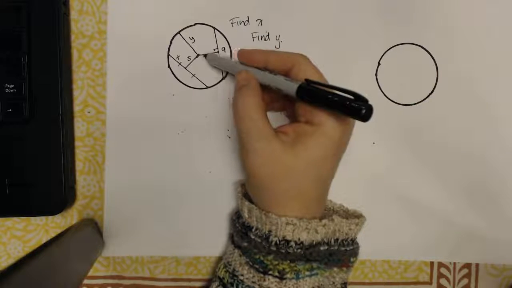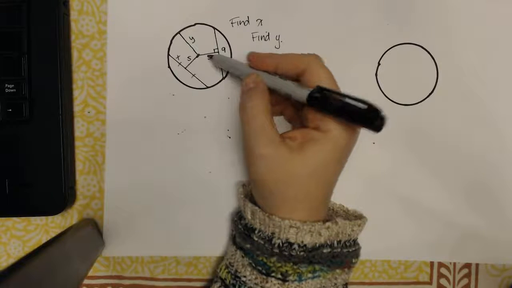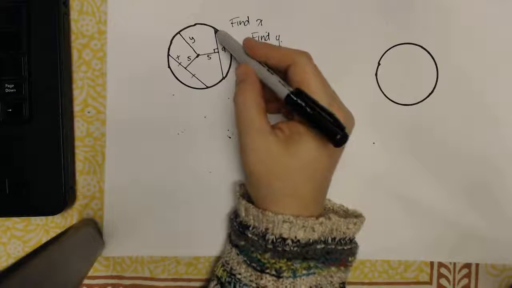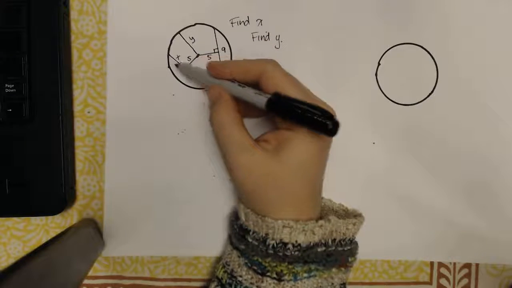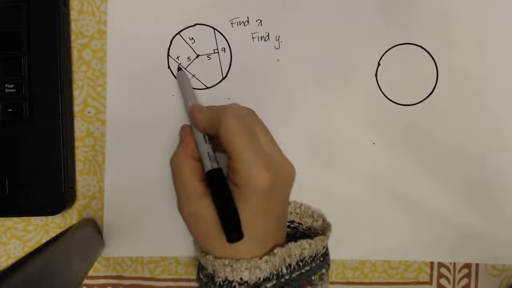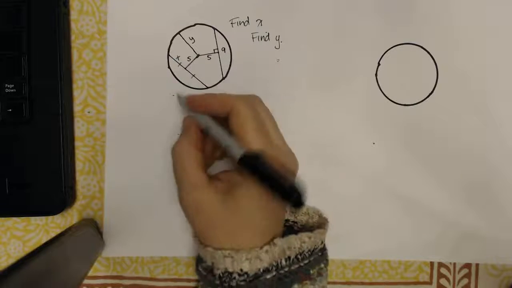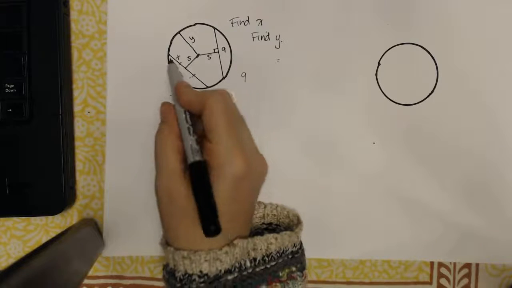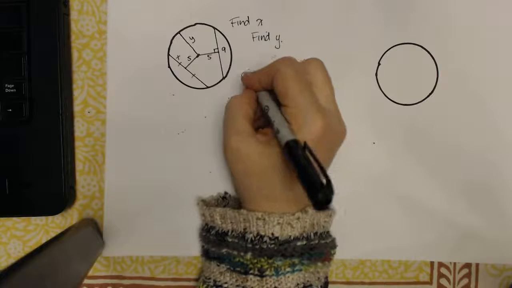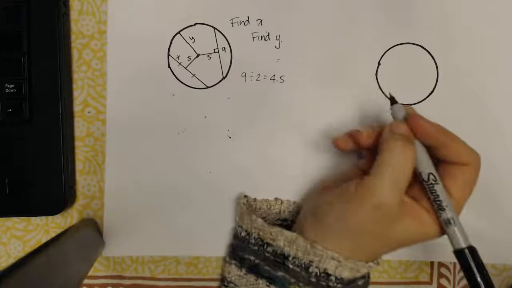So because this distance from the center point to the chord is 5, and from this center point to the chord is also 5, that means that this chord is the same length as this one. Now you also notice that this one tells us that this chord is bisected. So this chord is 9 units long. And this one is also 9, but it's cut into 2 equal parts. So we can cut that length of 9 into 2 equal parts, and we get 5.5.